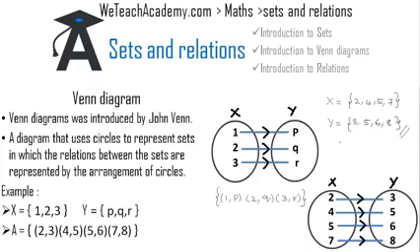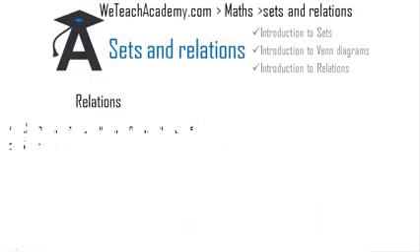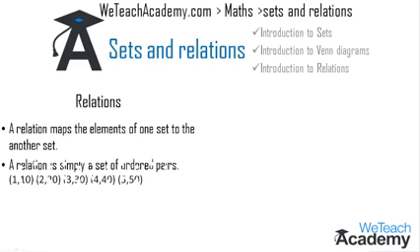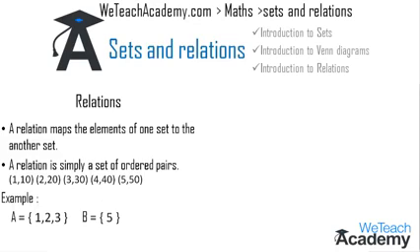And now let us learn what relations are. A relation maps the elements of one set to another set. In other words, a relation is simply a set of ordered pairs, where an ordered pair is a pair of elements placed in a particular order. We have some ordered pairs, say (1, 10), (2, 20), (3, 30), (4, 40) and (5, 50). To explain this concept in detail, let me consider an example.